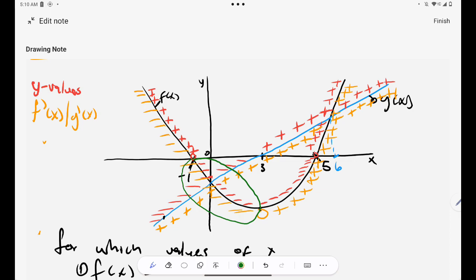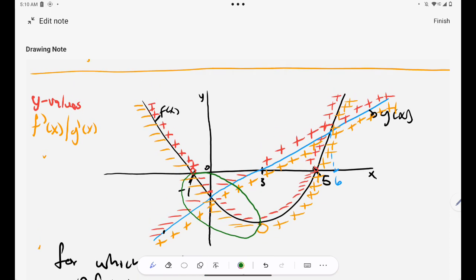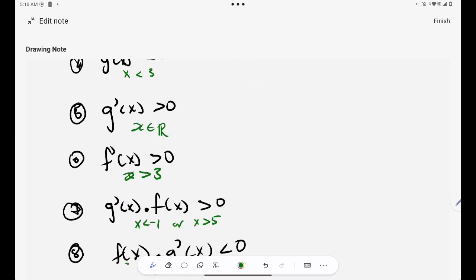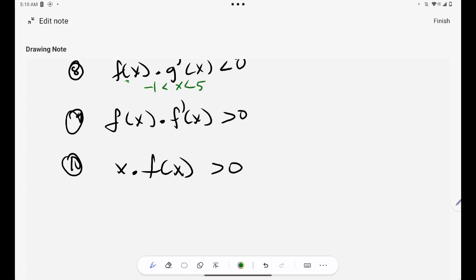Are you together? Another place is when x is greater than 5. Why? I'm just focusing on the curve only. Why is that? Because I know that my graph is above the x-axis and my graph is increasing as well. Are you together? So whenever I write here, I'll simply say whenever x is between -1 and 0, or when x is greater than 5.